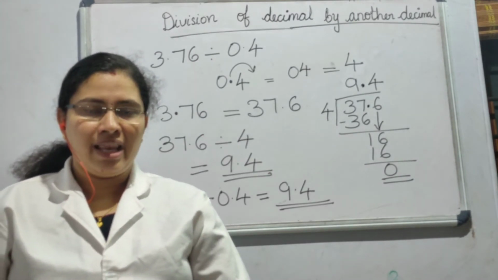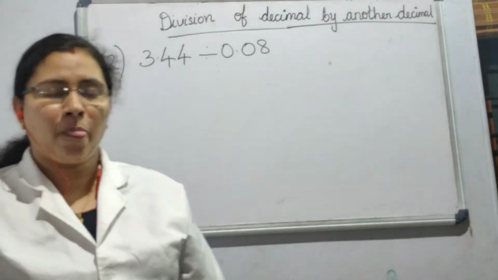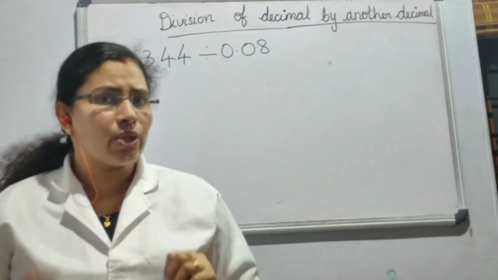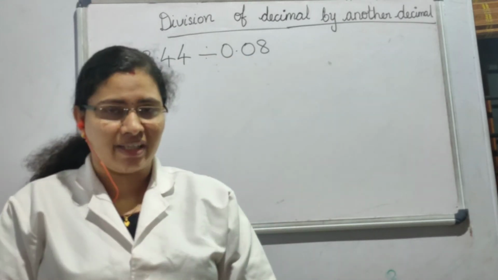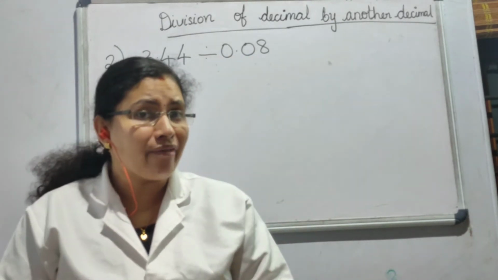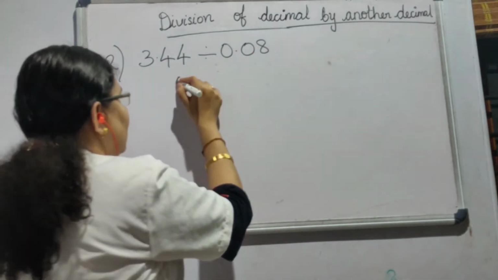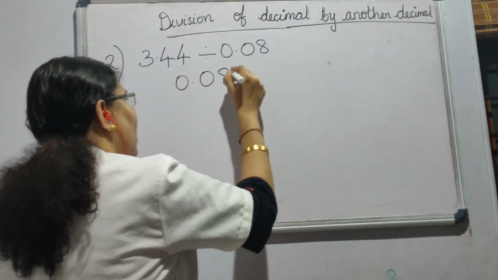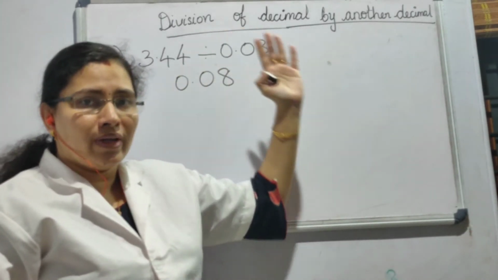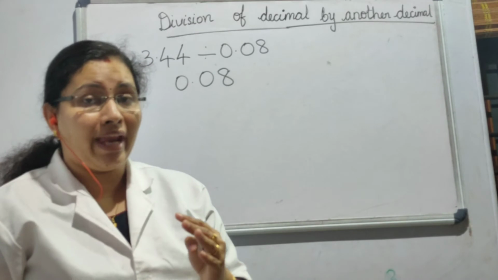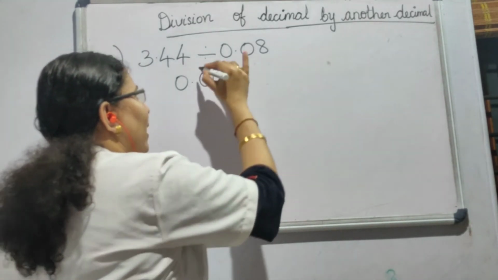Understood? Let us do one more question, then you will be more clear with that. Dears, I have written another question here: 3.44 divided by 0.08. So the first thing we have to do is look at the divisor. The divisor is 0.08. We have to move the decimal point towards the right so that we get a whole number.